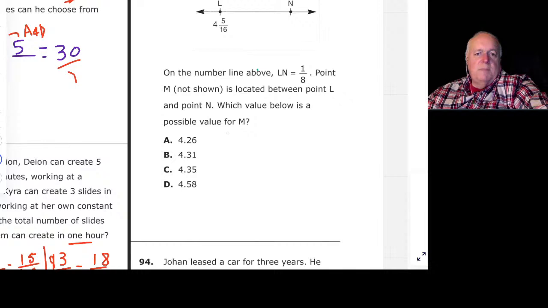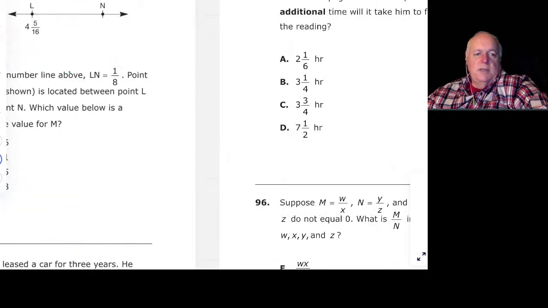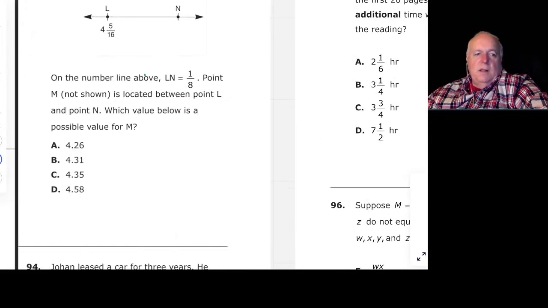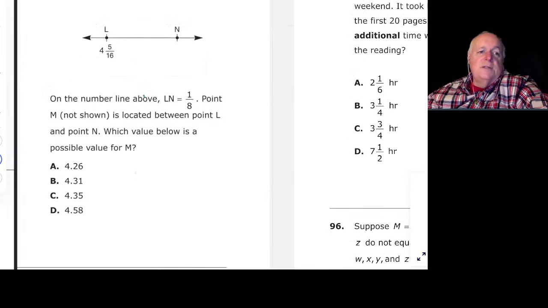Okay, number lines come up enough on the SHSAT. So let's see what the heck is going on with this one. There's always a little tweak to it. So it looks like the tweak in this one, without even looking at the words, is that we have fractions and decimals. So at some point, we need to decide whether to convert something or not.